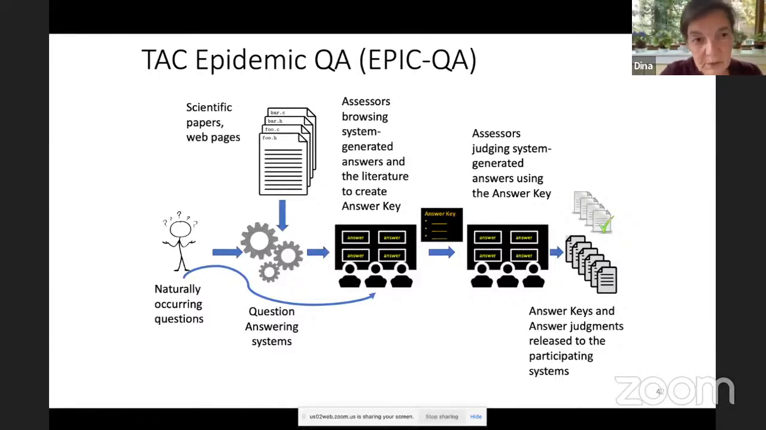That question was posed within the Text Analysis Conference Epidemic Question Answering track, and it was built as a traditional question answering evaluation. The systems retrieved answers for clinicians and patients, and then the assessors created answer keys looking at these answers, and then they went back to the answers and annotated them as containing those keys or not.